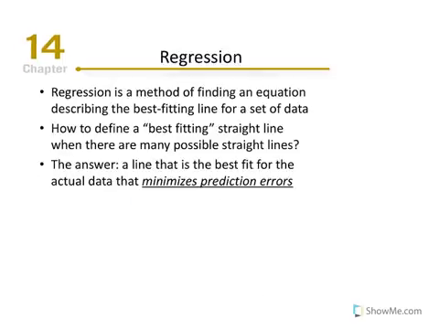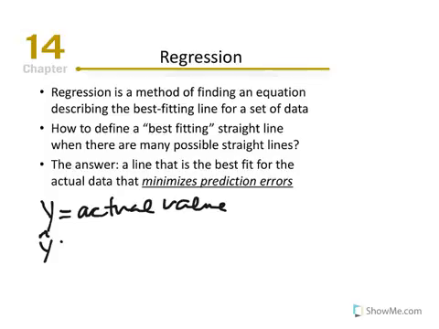Okay, so regression is considered a method of finding an equation that describes the best fitting line for a set of data. And we define best fitting as the straight line where we minimize the error between the prediction and the actual. So we consider y is the actual value and y hat equals the predicted.